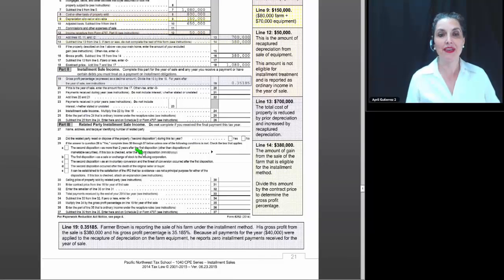So on his 2015 return, he's going to fill out 6252, and by then he should be making some entries for payments received during the year. But for the year of sale, he has no installment income. He simply has recapture of depreciation income.